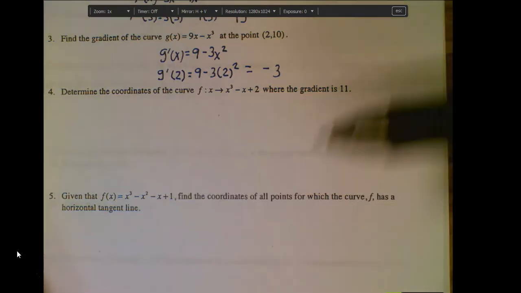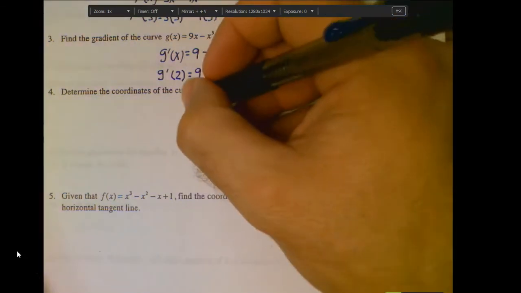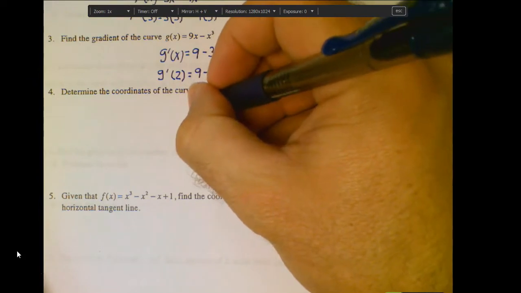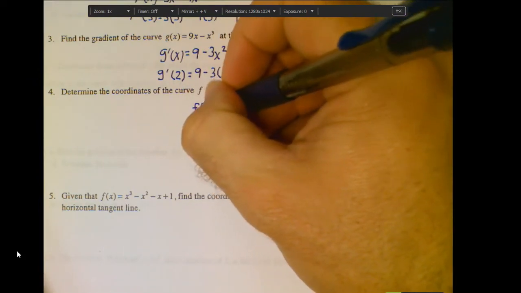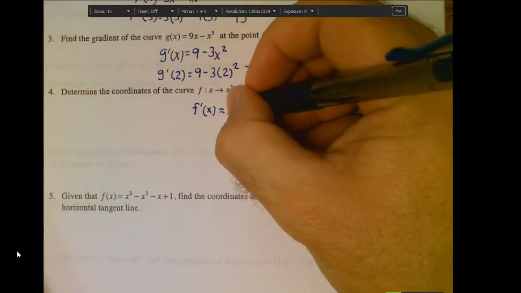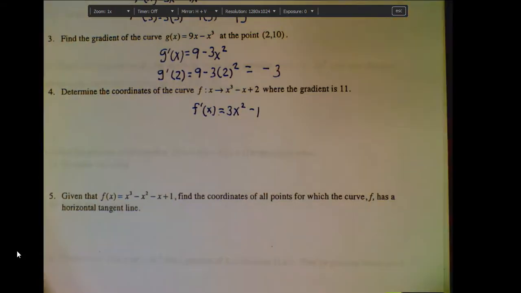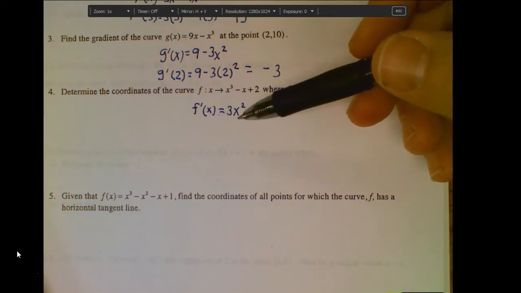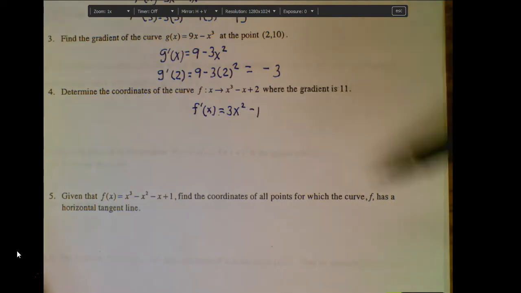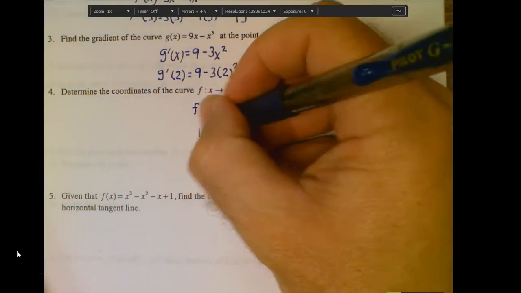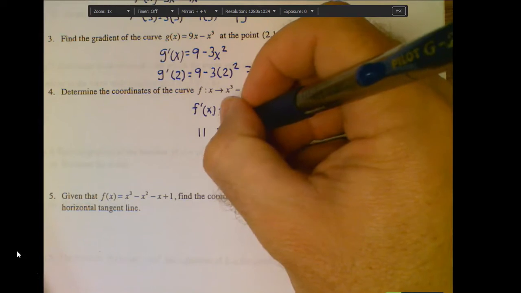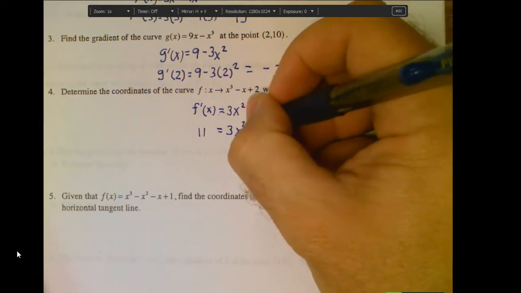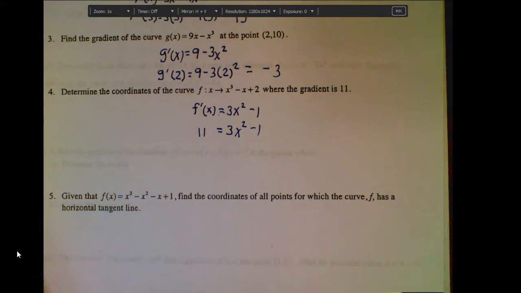So we still want to work with a derivative, of course. So we have the original function up above. Here is the derivative based on the power rule. So we're looking at 3x squared minus 1 would be the derivative based on our power rule. Well, in this case, we don't have an x to sub in. That's what we're trying to find. We know the gradient is 11. We know the result is 11. So now in this case, I'm going to set the entire function equal to 11, equal to the gradient, so that I can solve for the x coordinate.